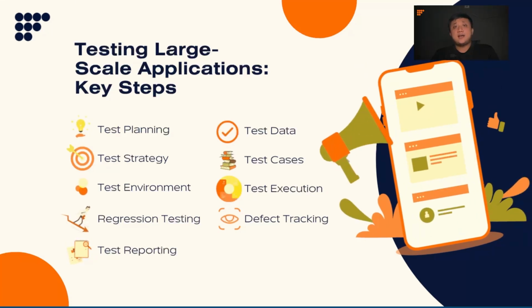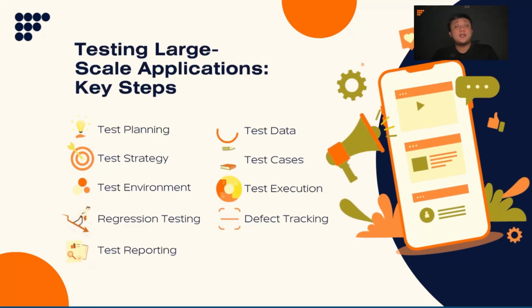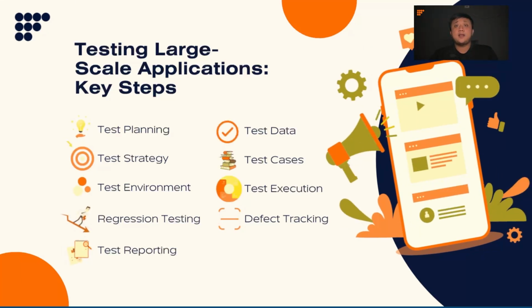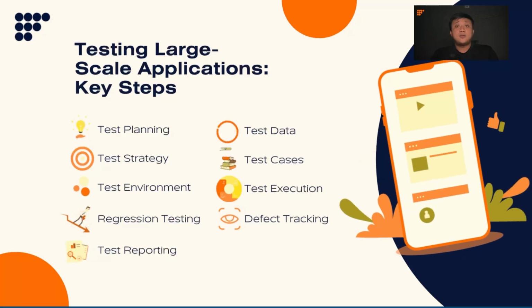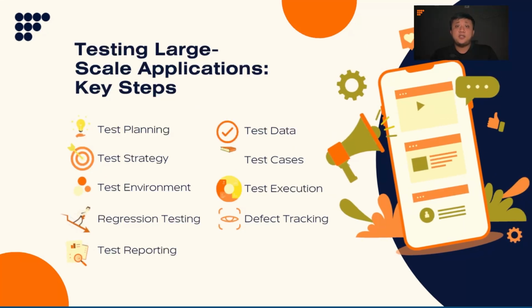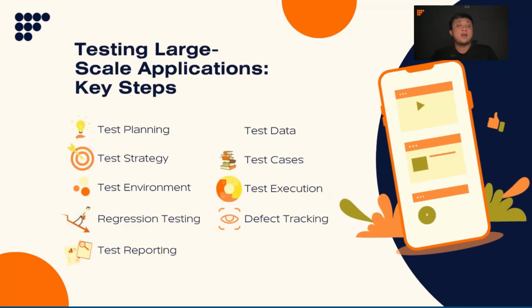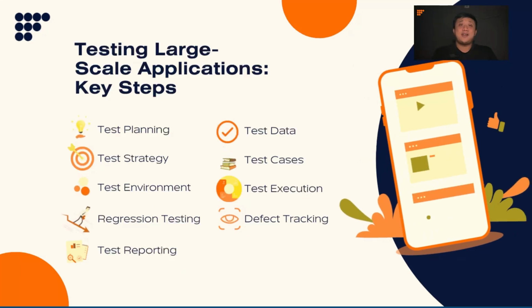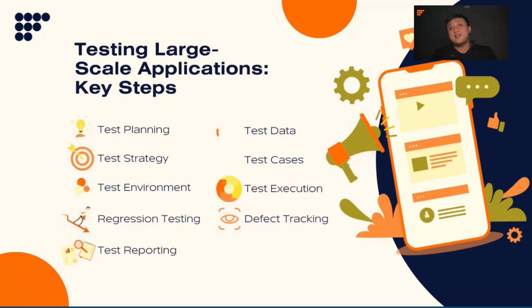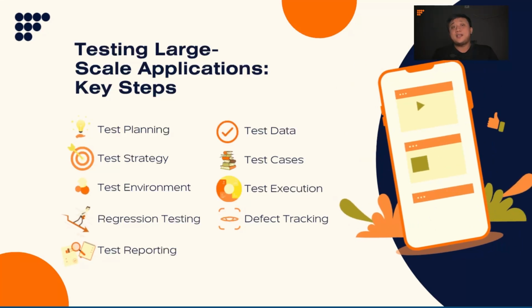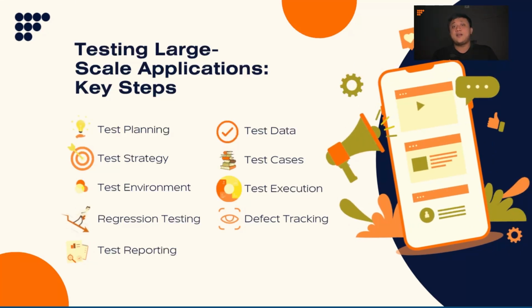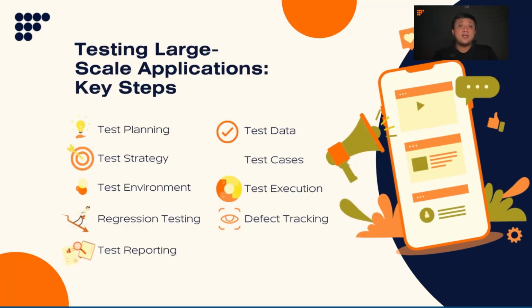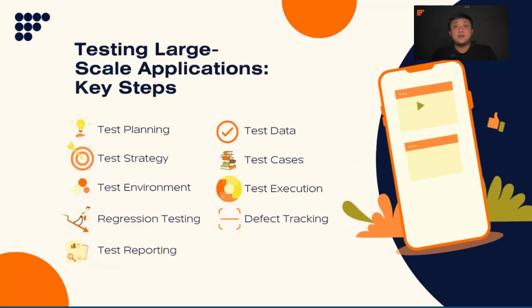Then the next one is the test strategy. Decide what types of tests to run. For example, without a clear strategy, you might end up doing unnecessary tests. As QA, set a clear strategy to make testing efficient and effective. The next is the test environment. Create a test setup just like the real thing. For example, if your test environment is different from the production environment, issues might go unnoticed. As QA, make the test environment as close to production as possible.